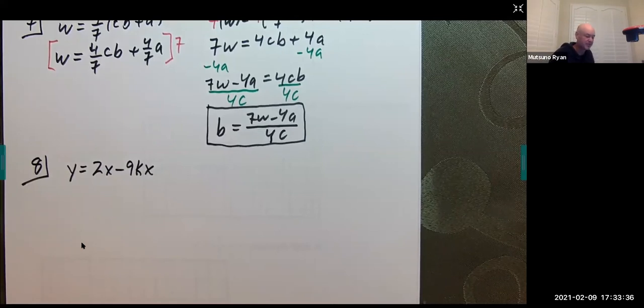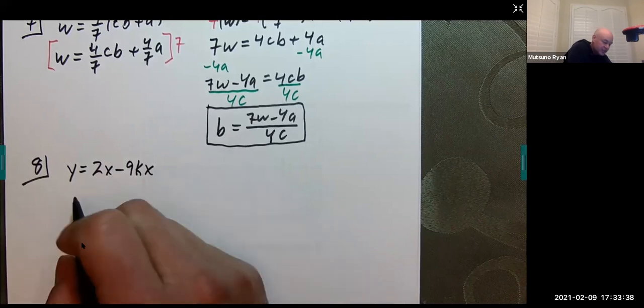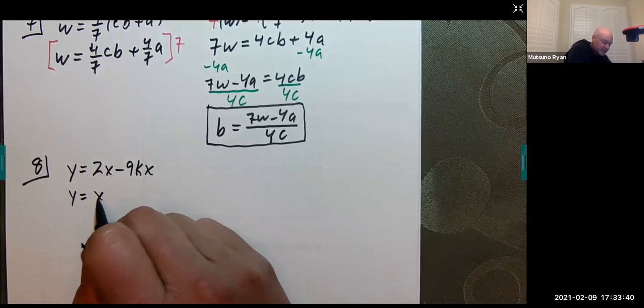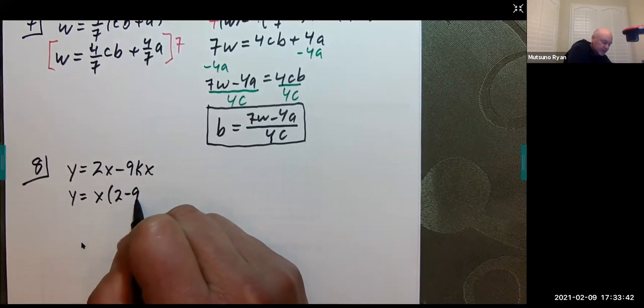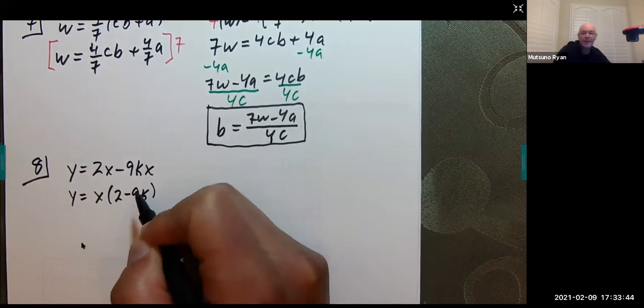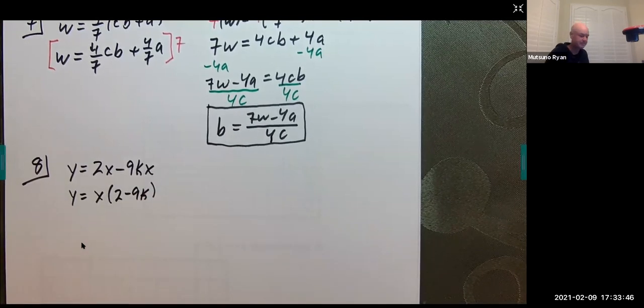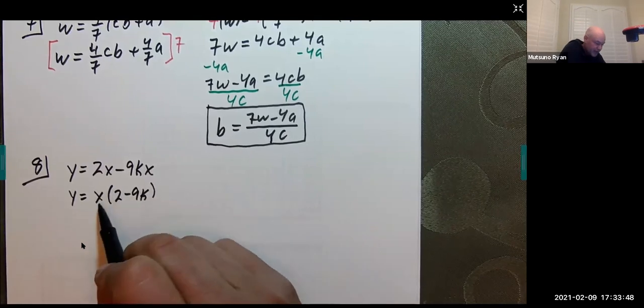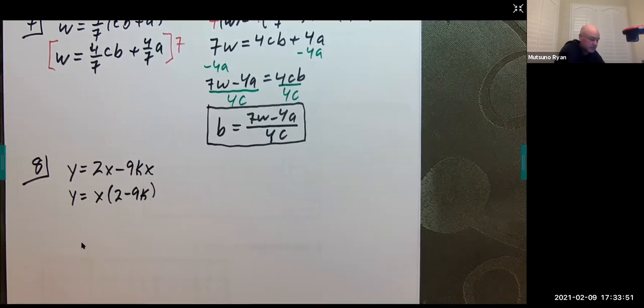What I'm going to do with this one is I'm actually going to undistribute the x. I'm actually using the distributive property backwards. Notice if I were to distribute it back in, I'd be right back there. Now what I need to divide is all of that.